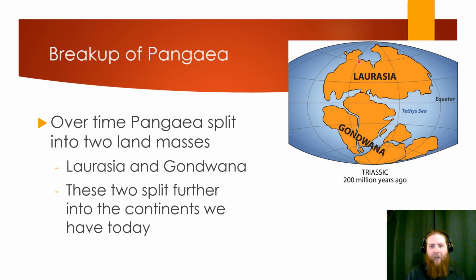So North America and Greenland and Iceland and Europe and Asia are all on here. Gondwana has Africa and South America, Madagascar, Australia, all these other continents on it.